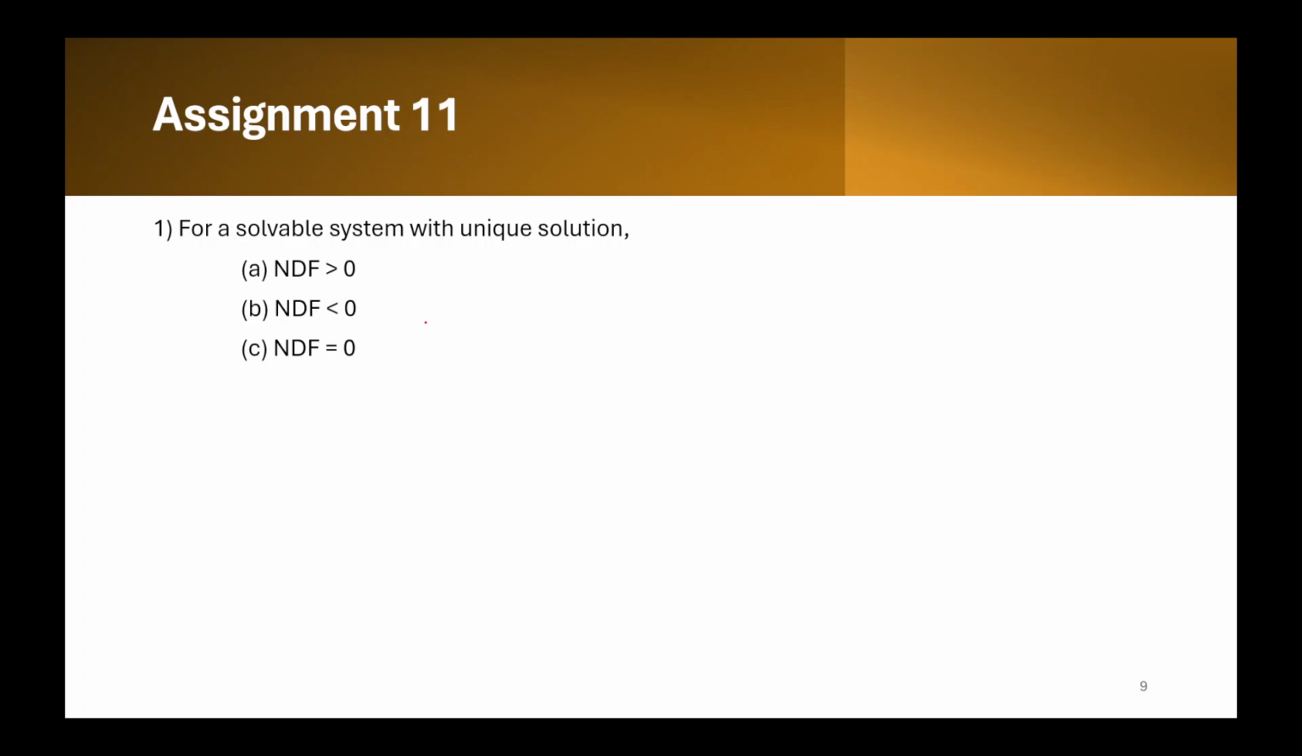So, yeah, you are correct, because NDF, in the broader sense, is basically number of unknowns minus number of equations. So if number of unknowns is equal to number of equations, the system is properly defined, completely defined basically, and you can say that it is a solvable system with a unique solution. Yeah.